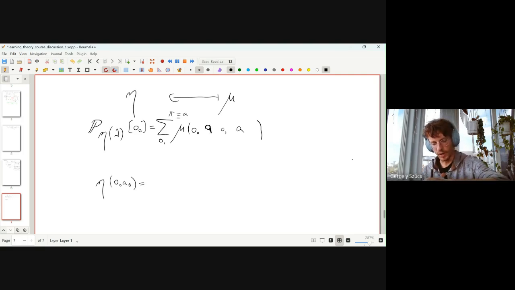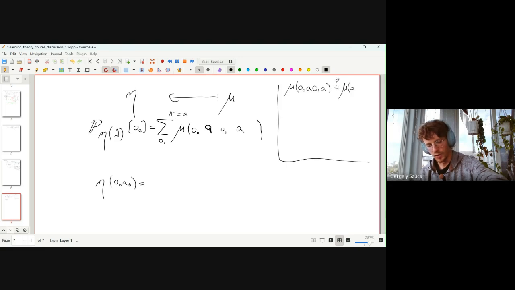And maybe I can just expand a high-level idea. For example, if you wanted to show, let's say that we take mu of O0 A O1A, and let's say we wanted to show that this is equal to mu of O0 A O1B, for example.